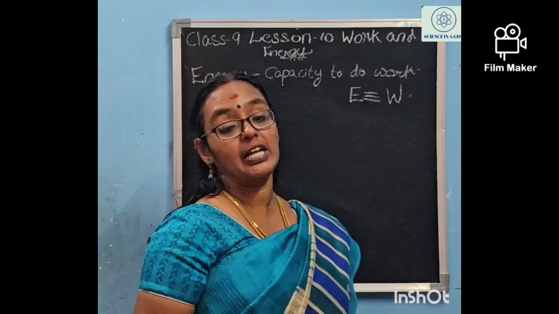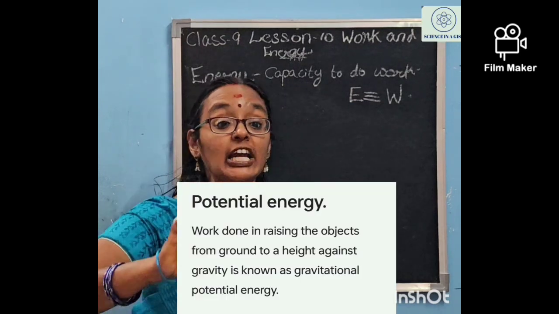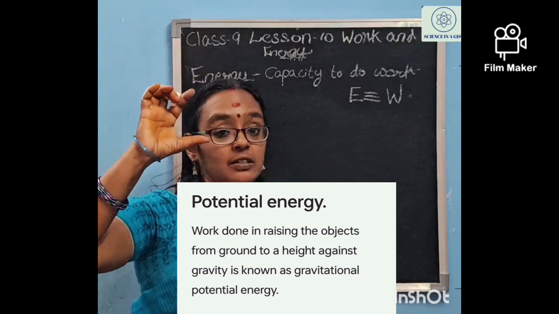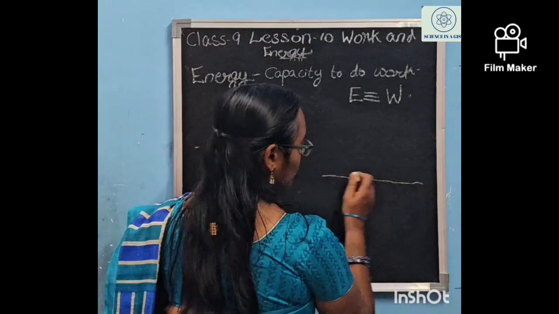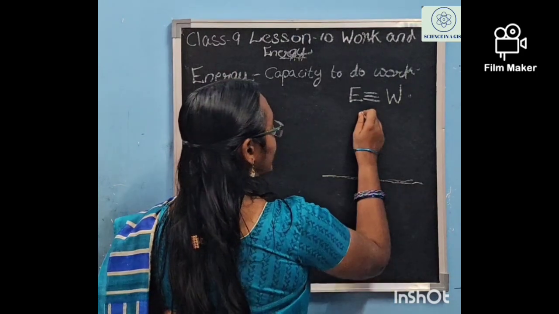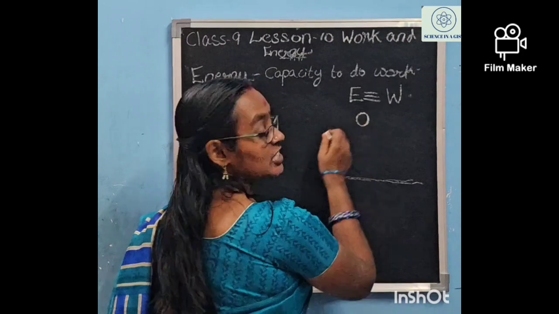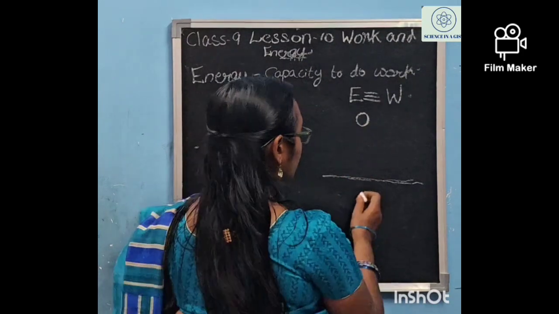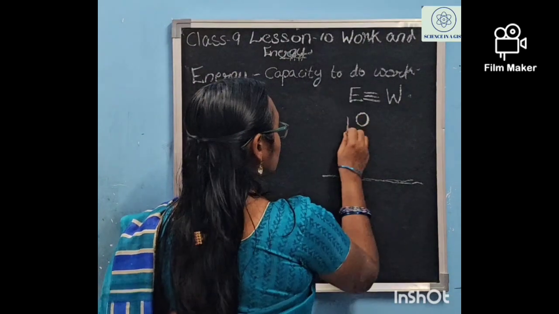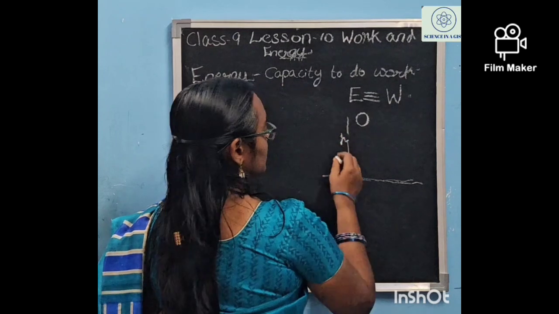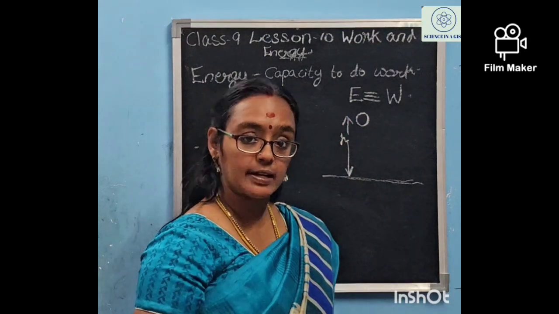What is potential energy? If the object is at rest and it is in a particular position, we can say potential energy is there. So, if this is the ground level and the object has been raised to a particular level, the position is changed, isn't it? The position is not at rest but it is in a particular position. And h is the height to which the object is raised.